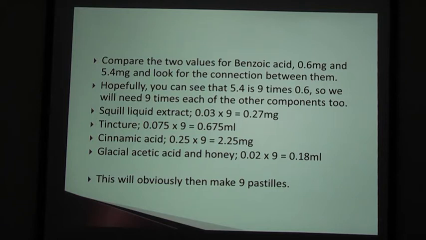So you've answered the question fully here. One, you've worked out that you're going to make 9 pastils, and the other thing is you've worked out the amount of individual ingredients. Note, at every stage the units have been put down. You must remember to put the units down or you will lose points.